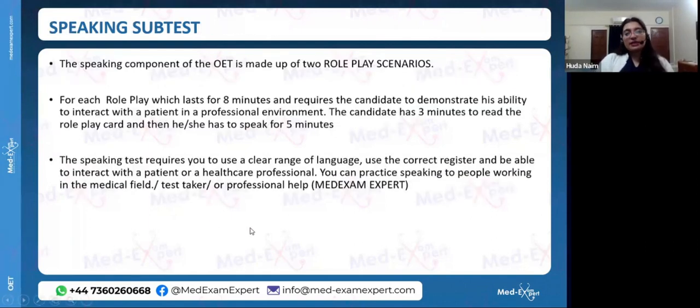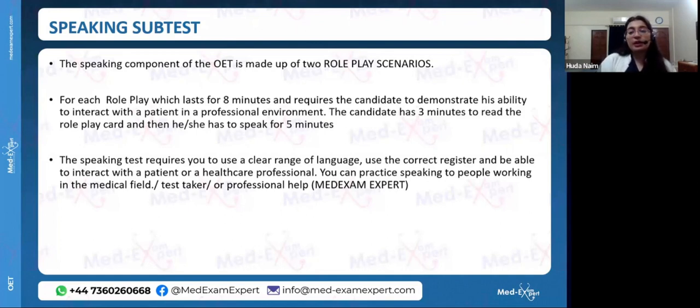And then the last subtest is the speaking subtest. It is made up of 2 different role play scenarios. You will be performing your role of a medical professional. If you're a doctor, you will be performing the role of a doctor. If you're a nurse, you'll be performing the role of a nurse. If you're a radiographer, you will be performing the role of a radiographer, or whatever your medical professional is. And the interlocutor will be either the patient or the caretaker of the patient.